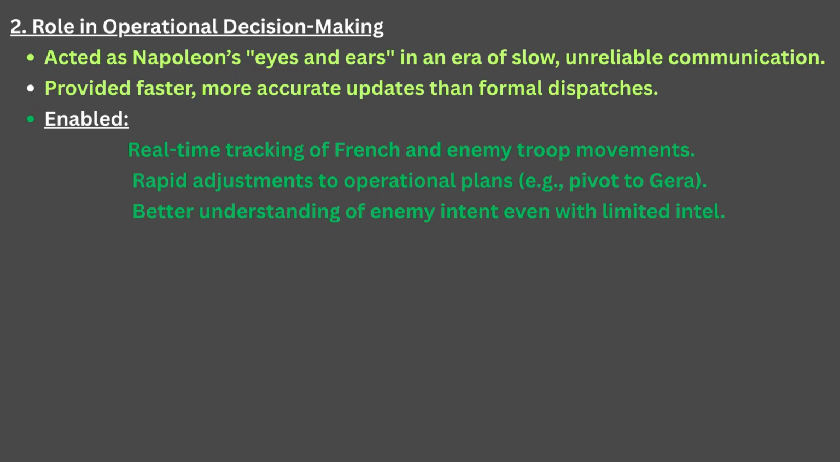2. Role in operational decision-making. In an era when communication was slow and unreliable, this network became Napoleon's eyes and ears. It provided 1. Faster and more accurate updates than official staff channels. 2. A real-time picture of both French and enemy troop movements. 3. The ability to adjust plans on the fly, even in fast-changing conditions. For example, the pivot toward Gera was enabled by live intel coming through these officers, not through Berthier's slower headquarters system.